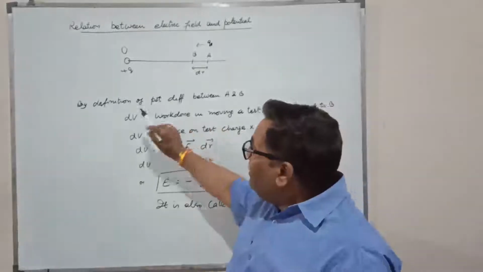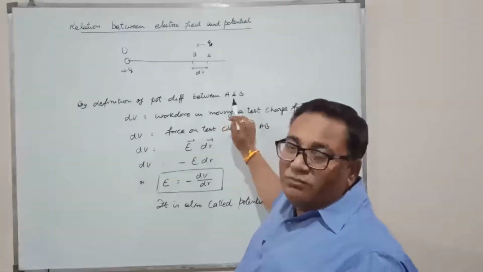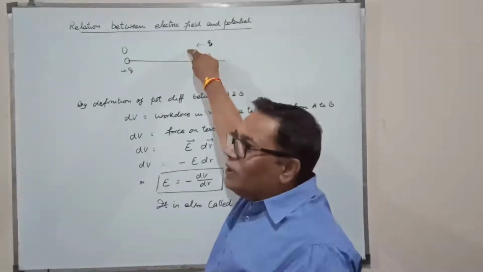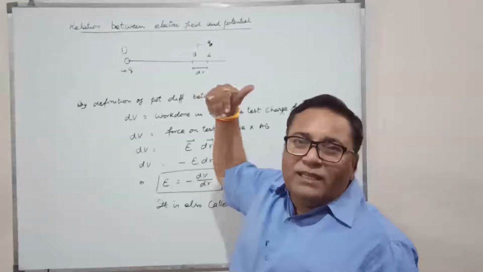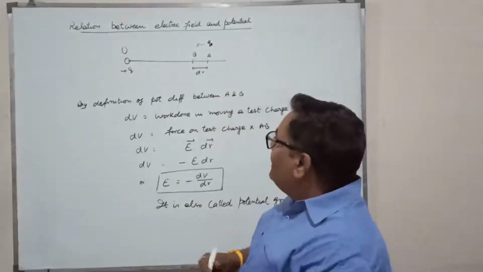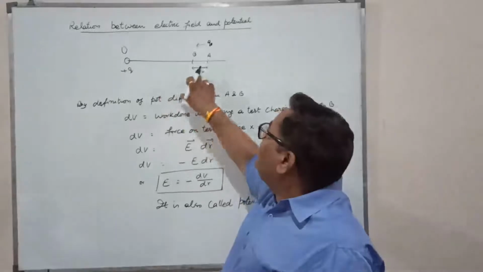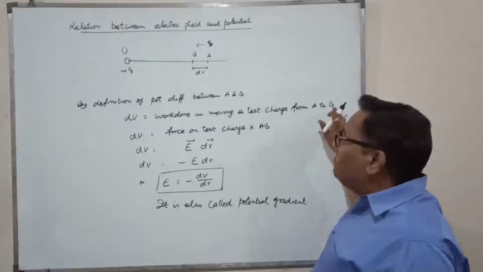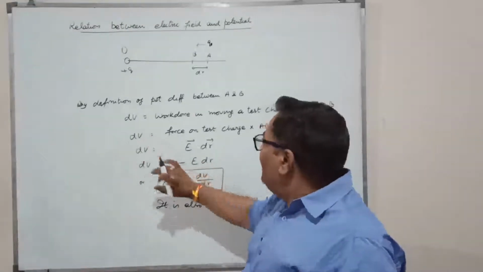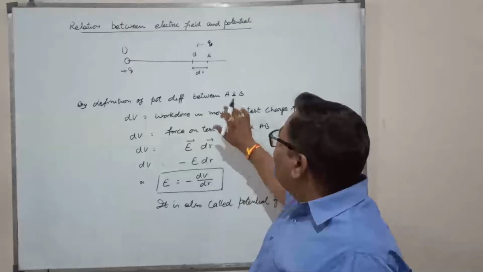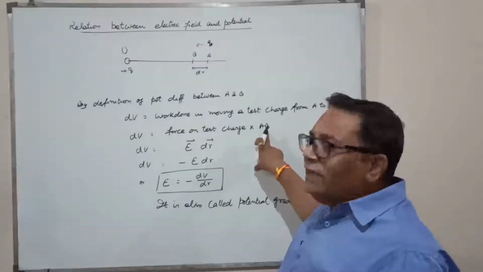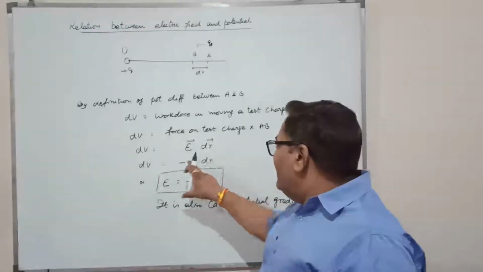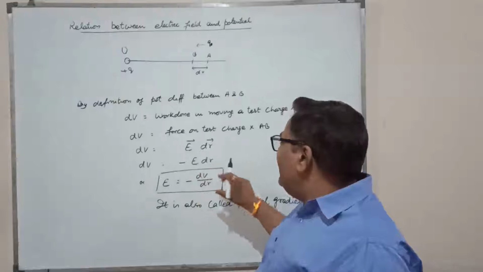Clear? Then by the definition of potential difference between A and B, it is the work done required to bring a test charge from one point to another point. Then we calculate dV, the potential difference between points A and B, equal to the work done in moving a test charge from A to B, the force on the test charge multiplied by AB, that is the distance, that is E dot dr. E dot dr means this is minus E dr.